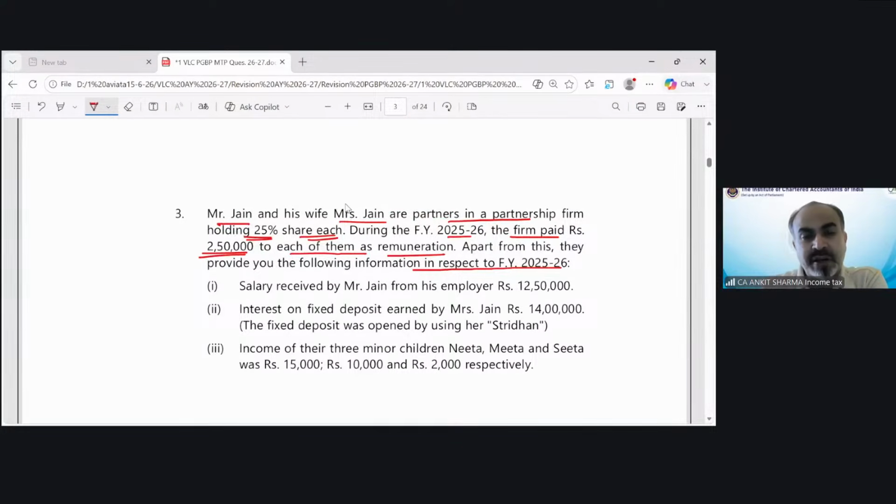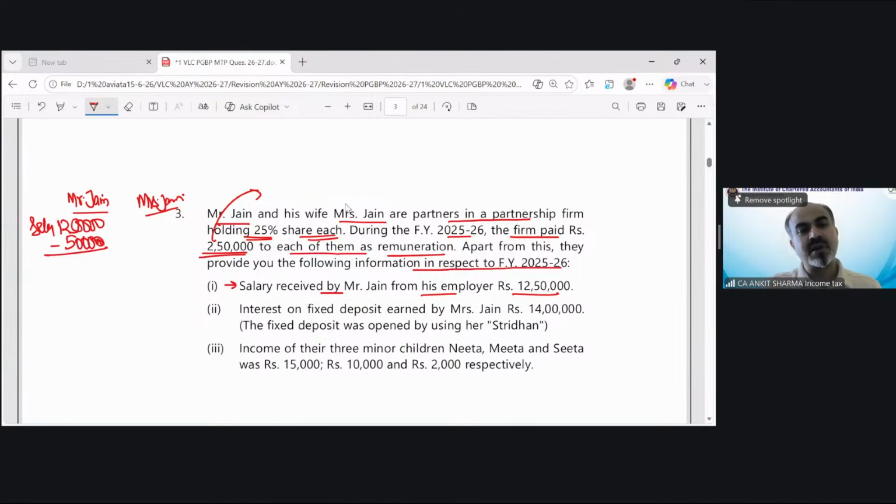So let's see, the income information has been given. Mr. Jain and Mrs. Jain. Clear? Now, first of all, we need to see the other income. Then we will find out in whose hand this income is going to be clubbed. Salary received by Mr. Jain from his employer is 12,50,000 rupees. So the salary income of Mr. Jain is 12,50,000. And because he is under optional tax regime, standard deduction would be 50,000. And the remaining net salary taxable would be 12 lakh.